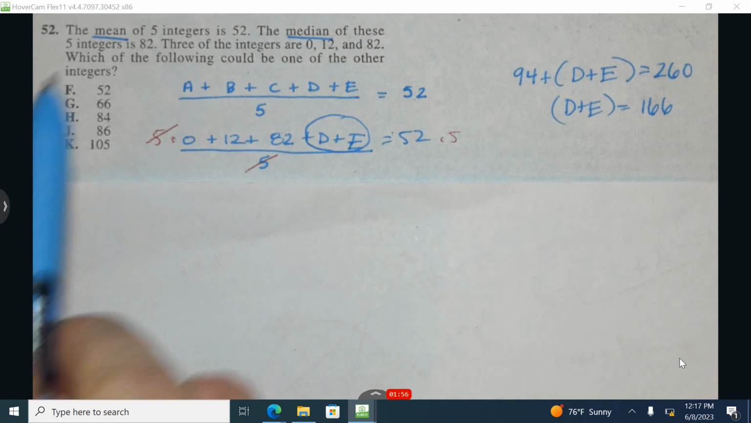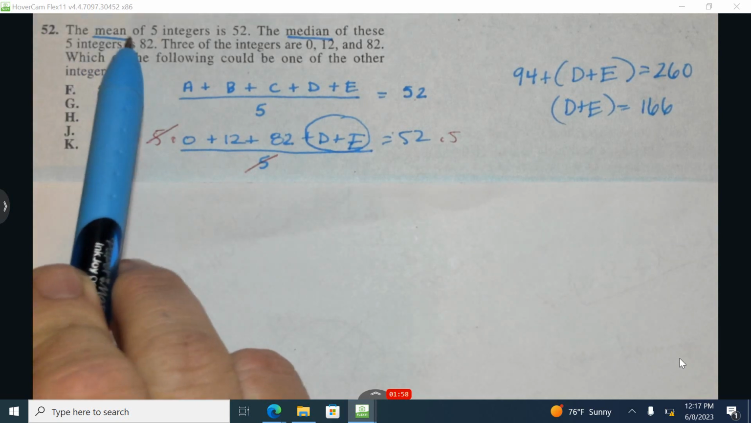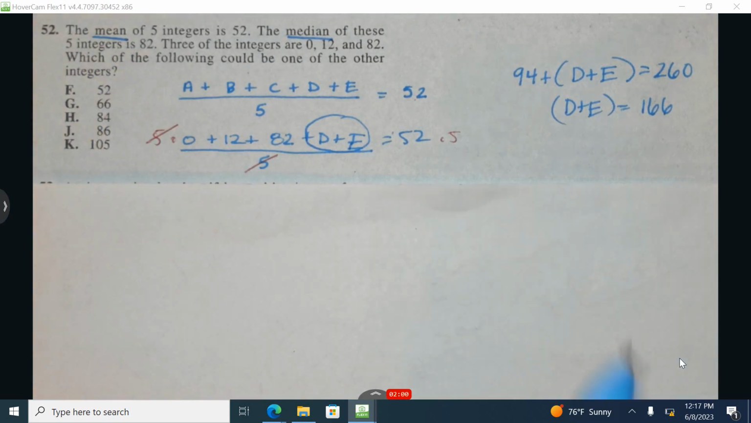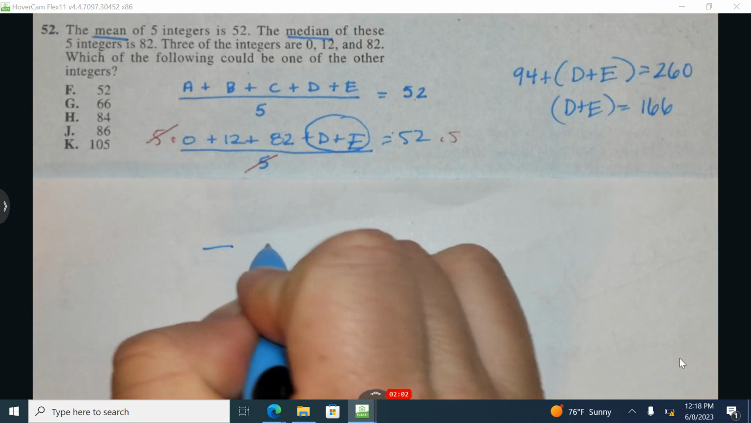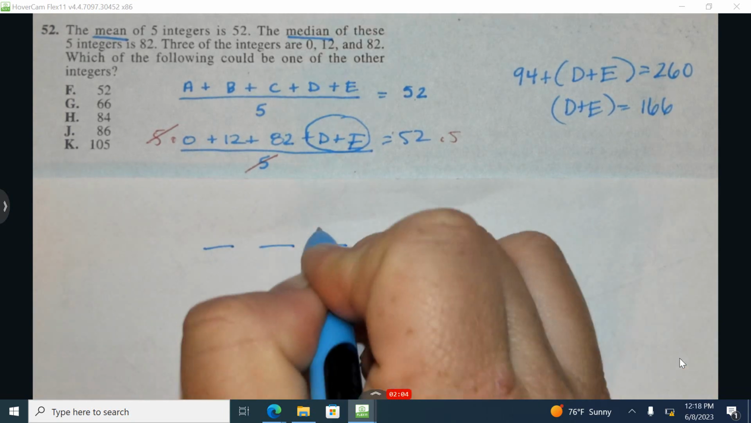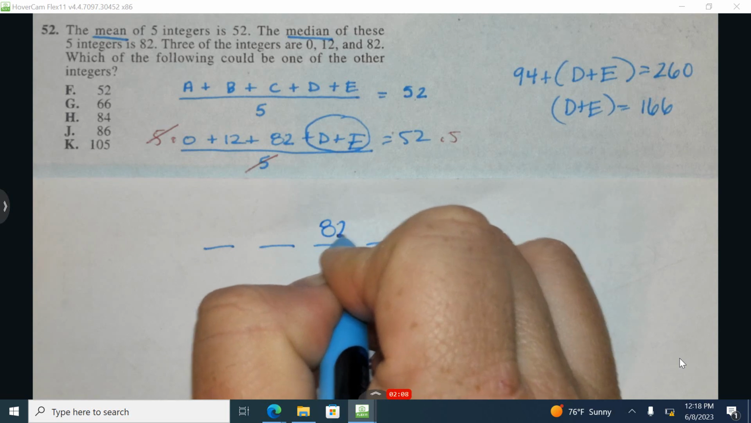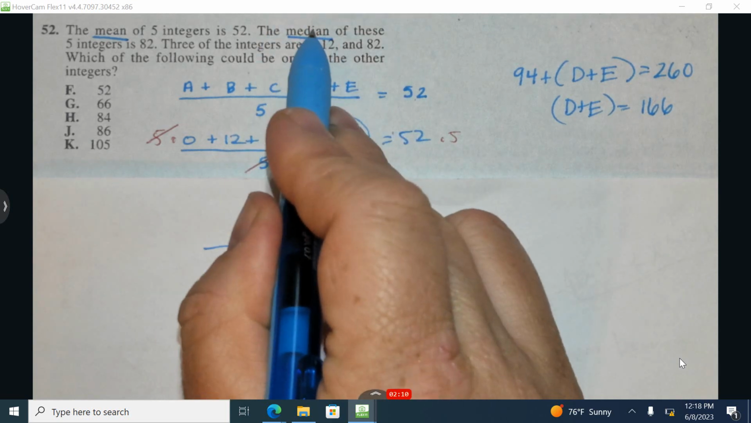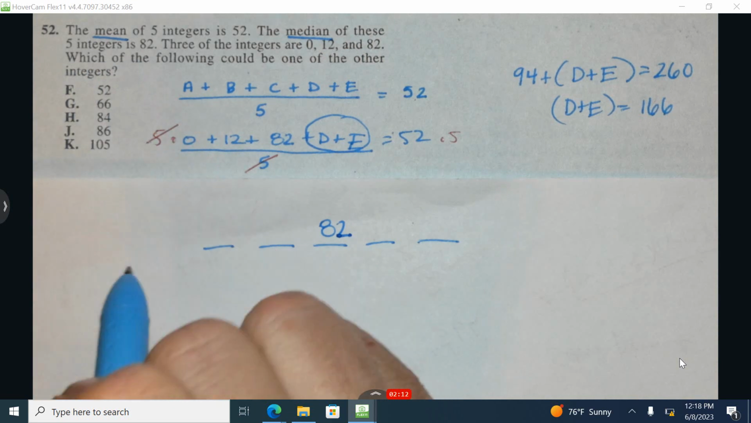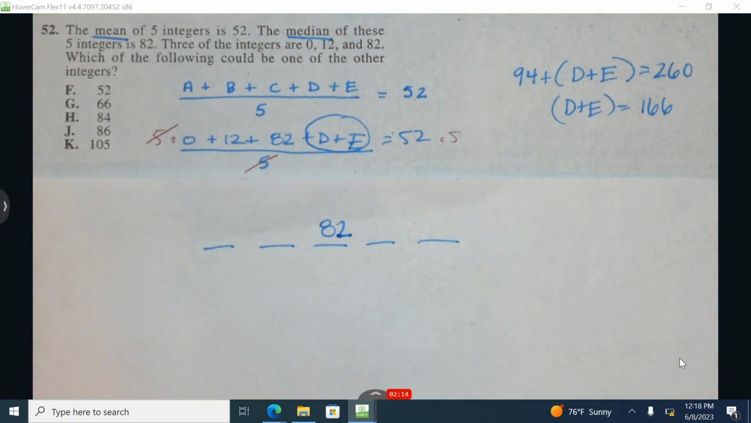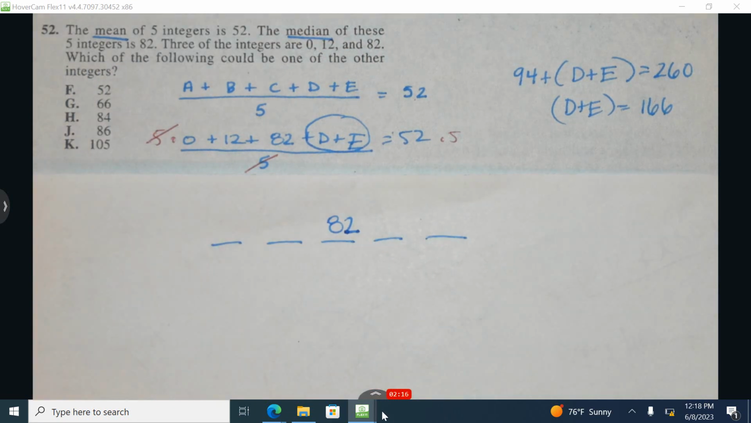The other fact I know is that when I list them in line, 82 is in the middle. So I'm going to write on this paper. I have 5 numbers, and I know for a fact that 82 is the median. The median or middle of the 5 numbers is 82. Okay, next up.